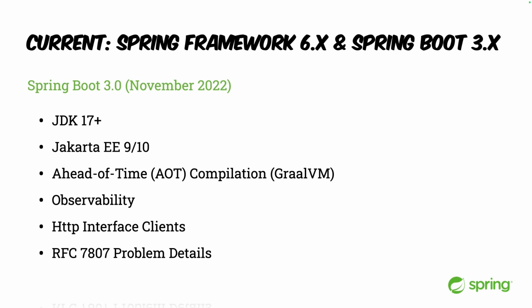HTTP interface clients allow us to write an interface that says, here's the contract for talking to an API. I don't want to necessarily write out the implementation details. I'll let Spring handle that for us. So go ahead and check that out if that sounds interesting to you. And then finally, RFC 7807 problem details gives us the ability to write some more information out in our errors when we're having problems in our APIs. There's a whole spec behind it. You can read through that.